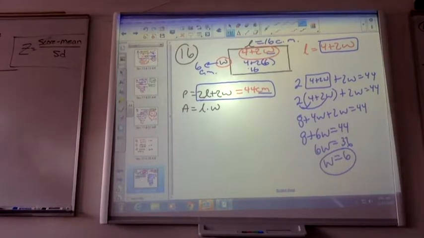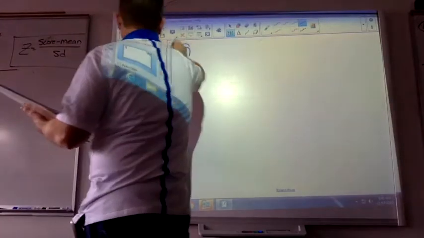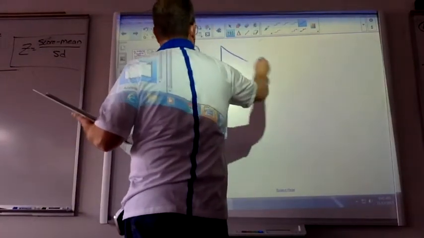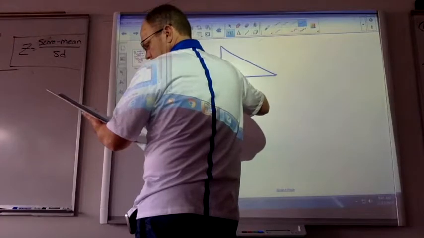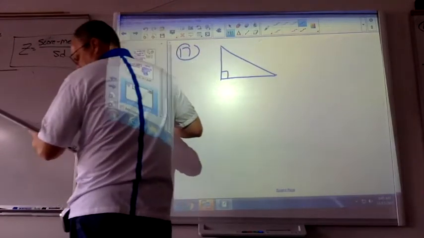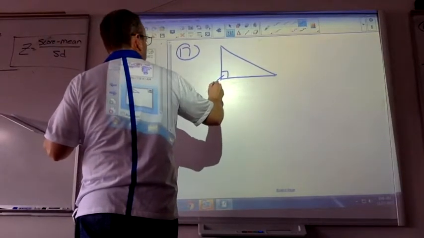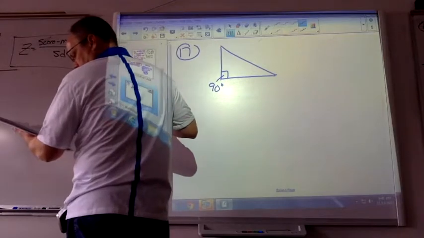Okay, and then number 17 says for the following problem, write an equation that represents the sum of the angle measures of a triangle. If I add up the interior angles of any triangle, what do they have to add up to? 180. That's just something that you learned someplace. So whatever my triangle is, and what does this little square mean down here? Ooh, it's a right angle. How big is a right angle? 90 degrees. So we know that that's 90 degrees because some book somewhere told us.